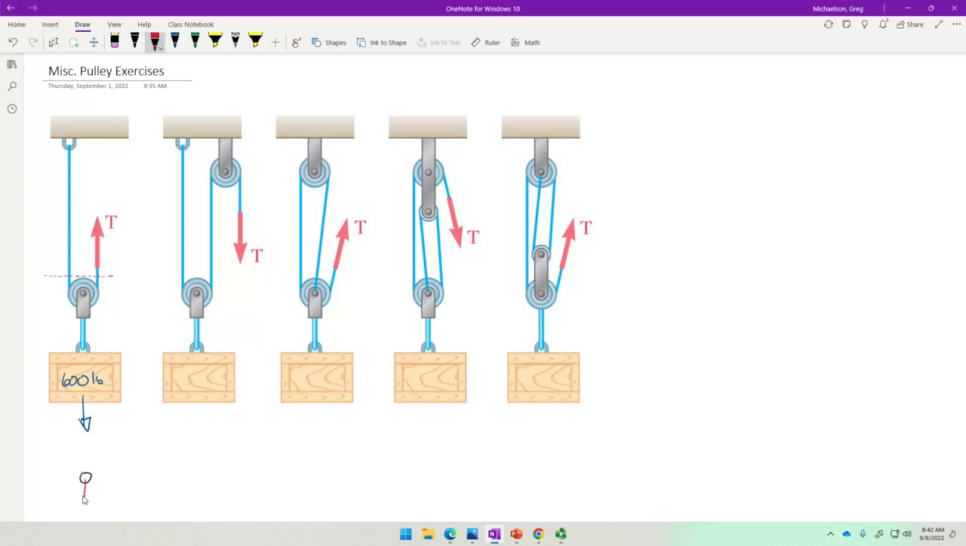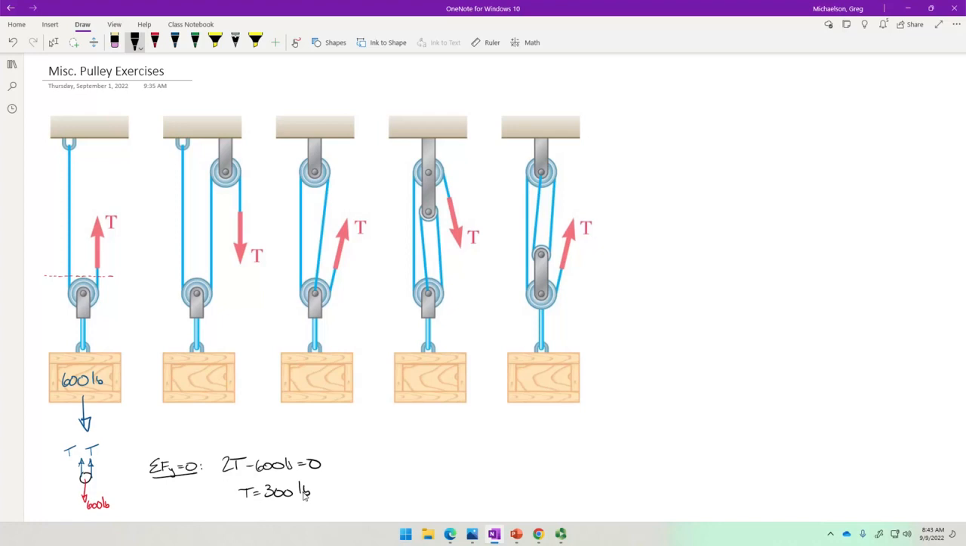Well, I've got 600 pounds pulling down, but how many ropes did I cut through in that samurai sword or lightsaber cut? Two, and they're both acting upwards because they're in tension. Like think, if here's the pulley, the ropes are applying a tension acting upwards. So I have a T acting upwards, a T acting upwards. So if I were to sum forces in the Y direction, I would get 2T going up, 600 pounds going down. What's T? 300 pounds. Make sense?